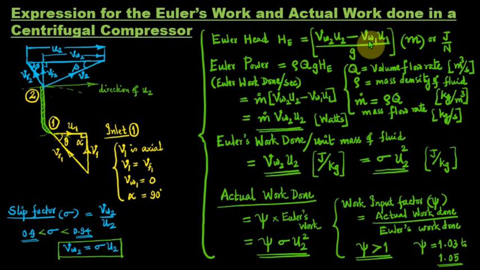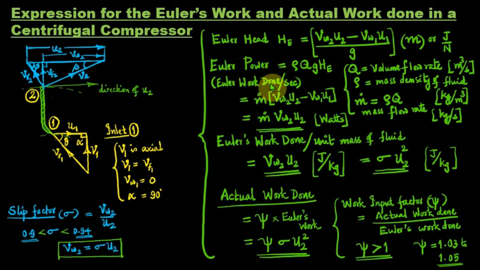And what is the unit in which you get it? Meters of fluid. What is a meter? You can write joule per Newton. So this can be interpreted as energy or work done per unit weight of fluid; that also you can say instead of meter. Now, what is Euler power? In the case of pumps we know it is rho Q g H_E: the weight flow rate multiplied by the Euler head. Rho Q is the mass flow rate, into g is the weight flow rate, into H_E is the Euler head. That is Euler power.